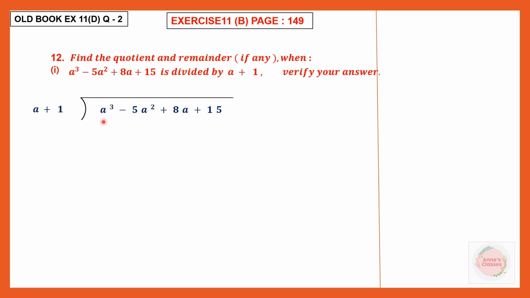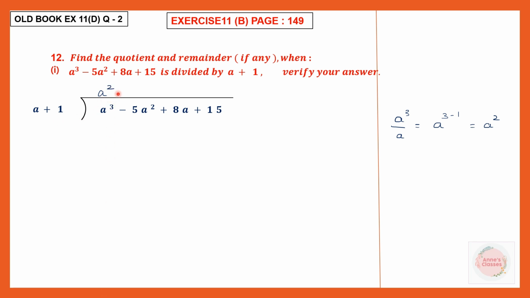Take the first term of the dividend and divide it by the first term of the divisor. That is a cubed divided by a. So this is a to the power of 3 minus 1 because it's division. So a square. Now take that and put it in your quotient, a square. Now you have it in the quotient.